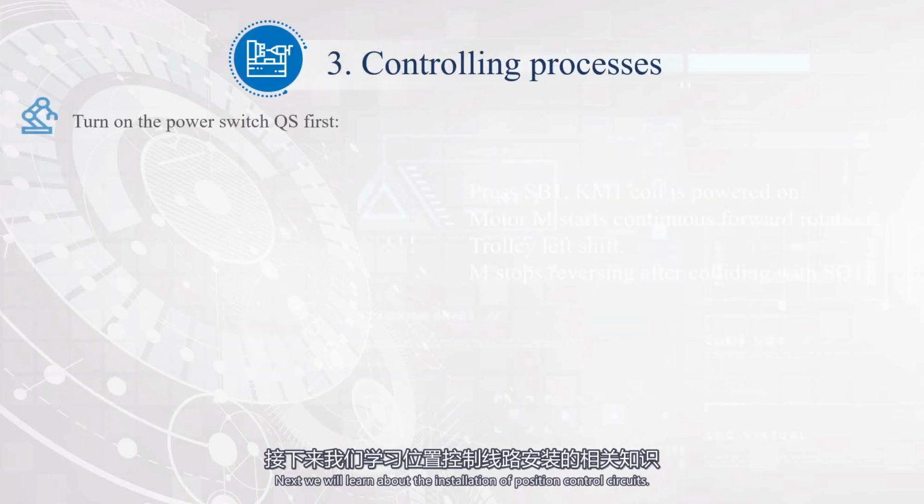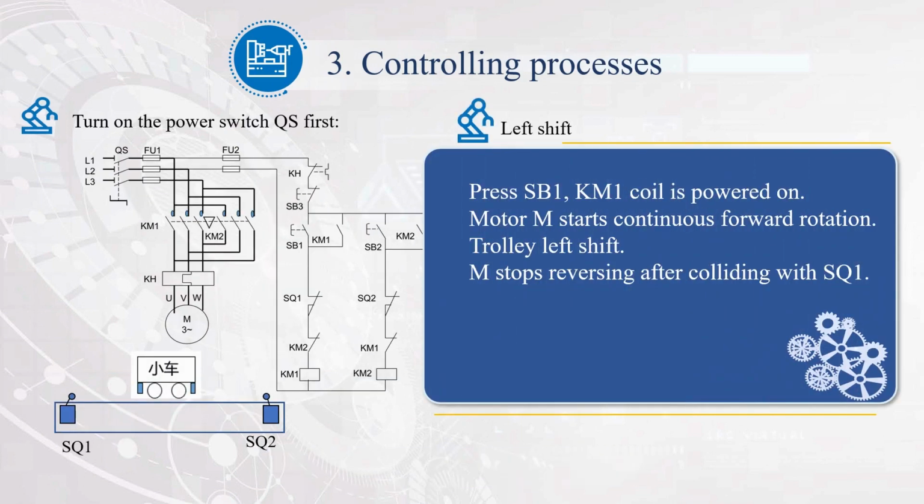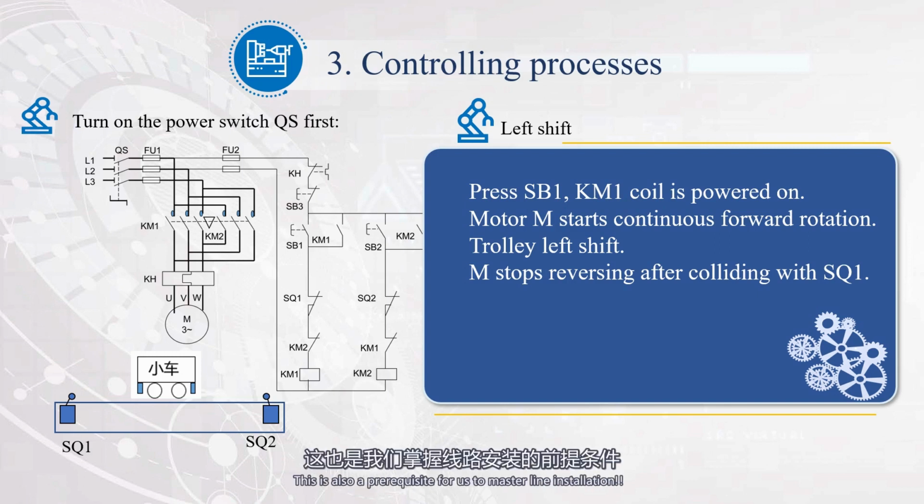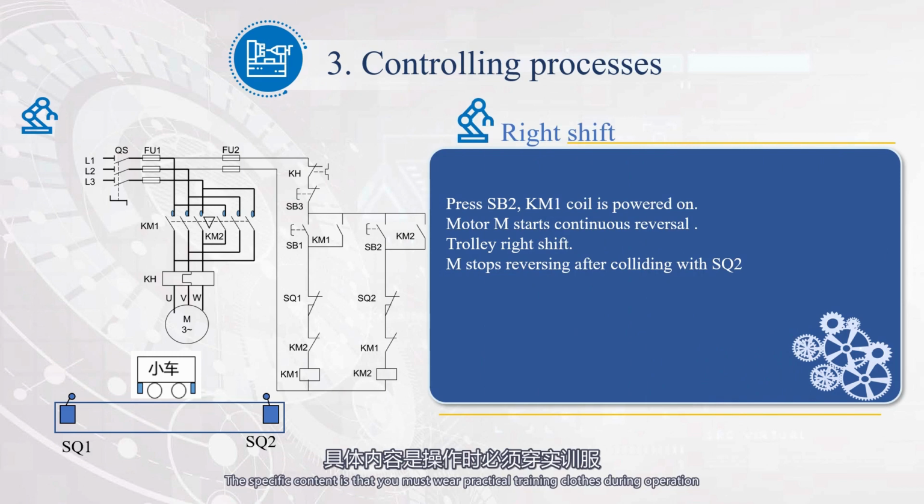Next, we will learn about the installation of position control circuits. Skilled in reading electrical diagrams, able to independently draw wiring diagrams, this is also a prerequisite for us to master line installation. Preparation: the specific content is that you must wear practical training clothes during operation, and all installation tools must be prepared, such as screwdrivers, wire stripping pliers, pointed nose pliers, etc.